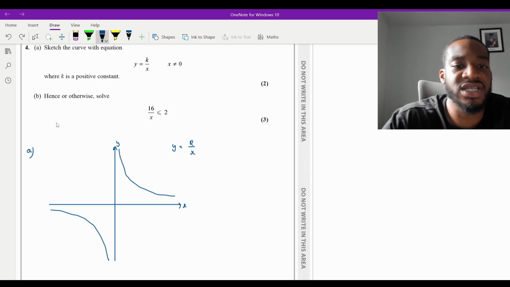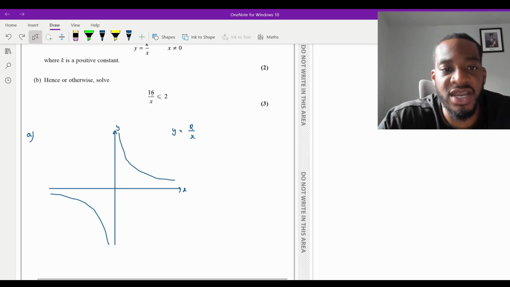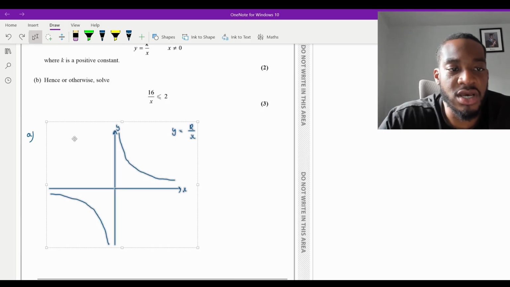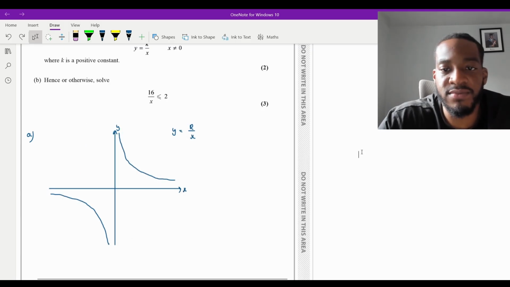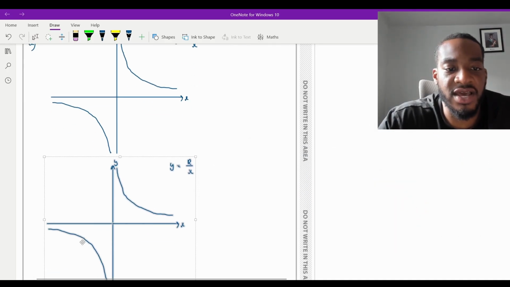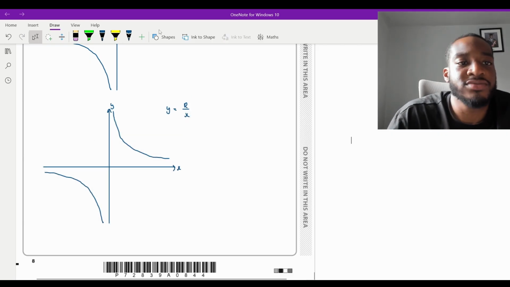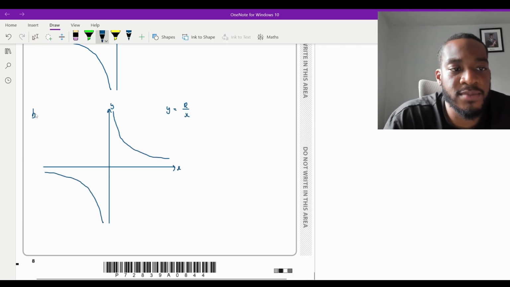Now what I'm going to do is sketch this again, right? But k is positive, and in this case it's 16 over x. I'm just going to sketch the same thing, but say that k is equal to 16. So I'm going to copy this and paste this here, and then put this underneath like that. We'll say this is part B, and I'm going to change this to a 16.